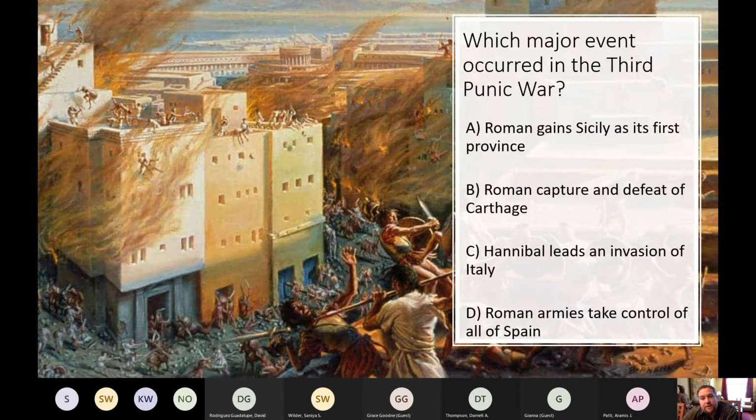What was a major event of the Third Punic War? The Romans gained Sicily as its first province. Romans capture and defeat of Carthage. Hannibal leads the invasion of Italy. Roman armies take control of all of Spain. Gianna, what do you think?